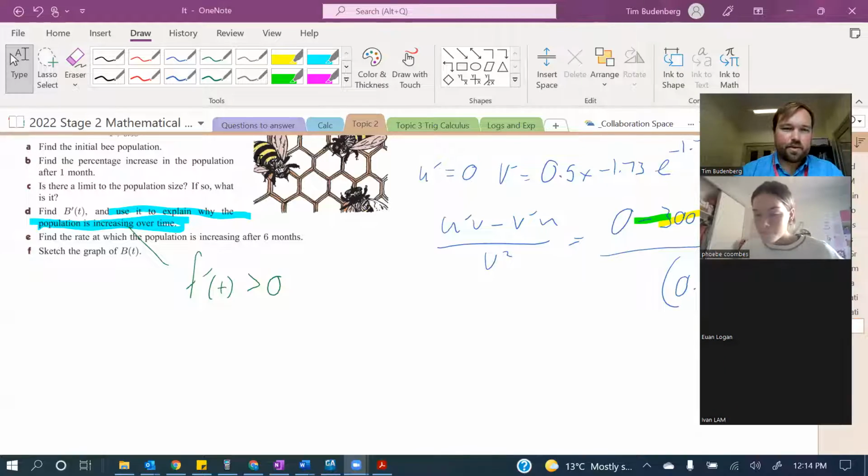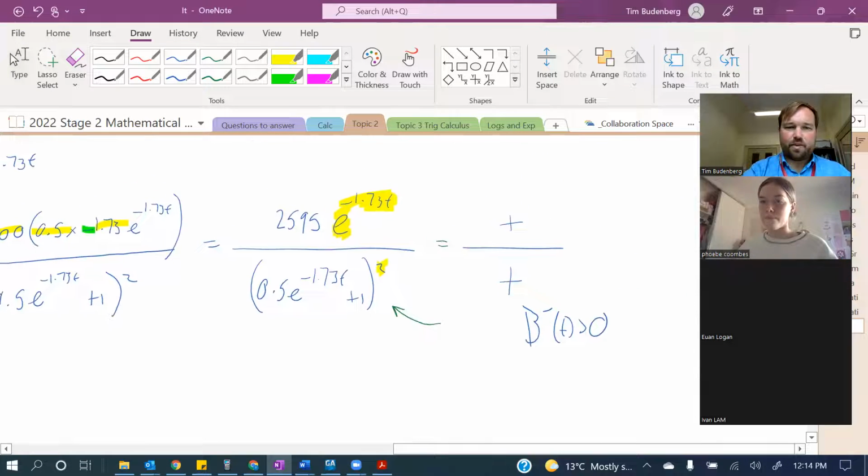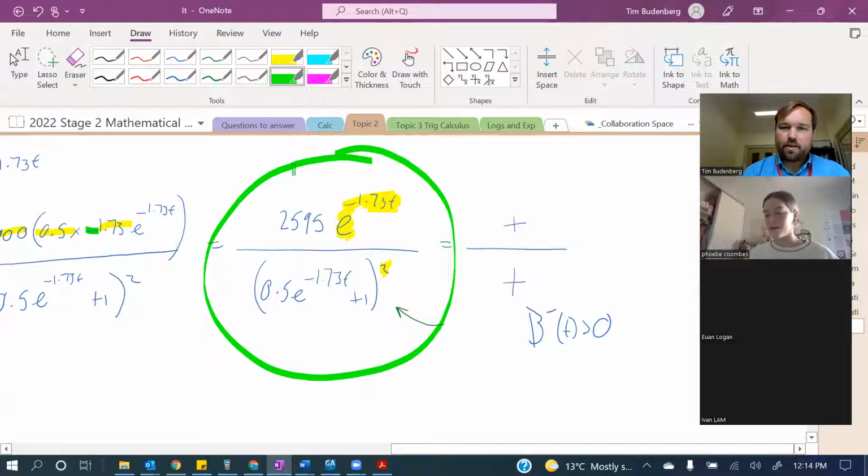Let me just share my screen again. So we did D and we found the derivative. And the derivative was this thing here.